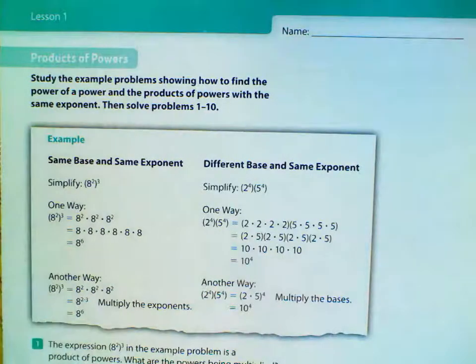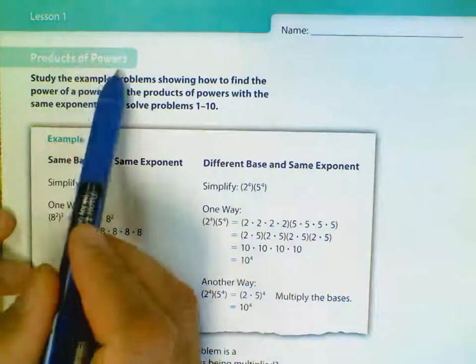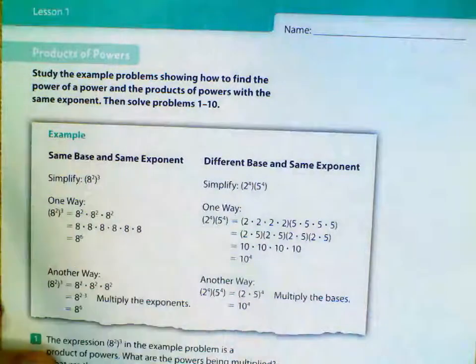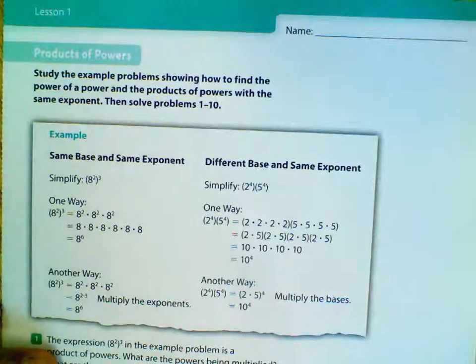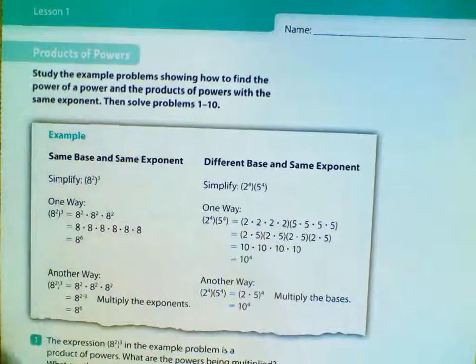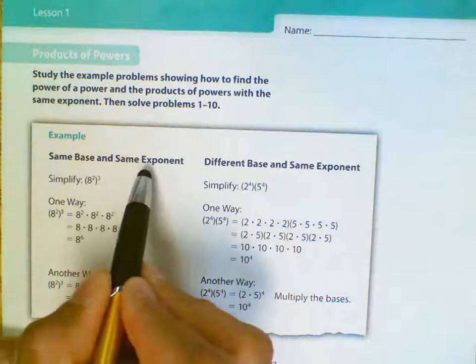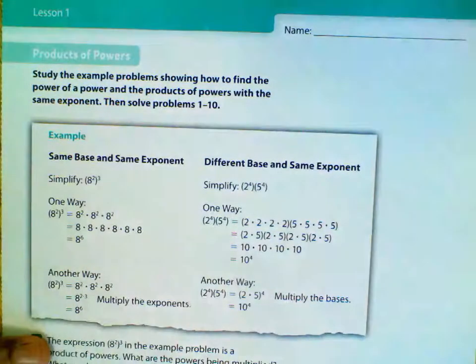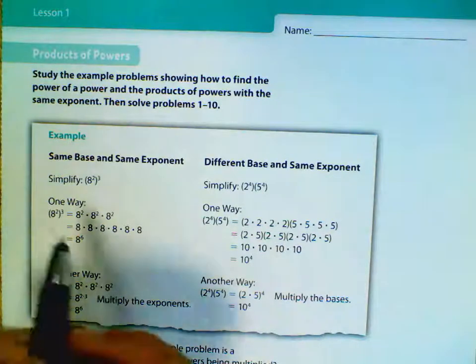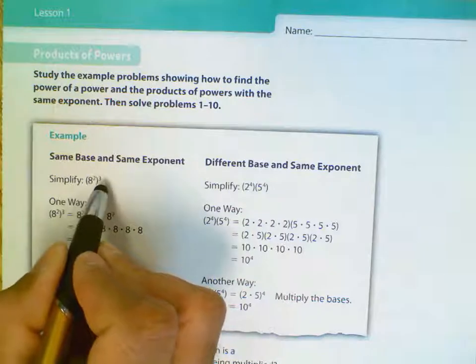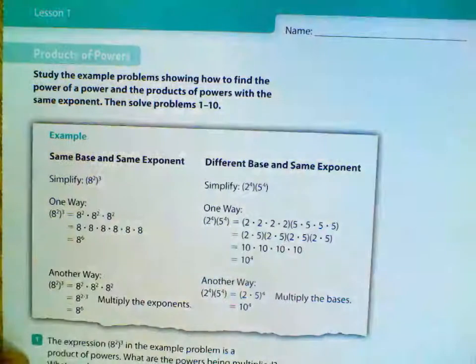The second part of this activity that we have is the product of powers. We are going to see some examples, and then we are going to solve the activity that they are asking us to do. For example, same base and same exponent. So what we have for this example, as we saw in class, we need to simplify 8 to the second power to the third power. So it's what I mentioned in class, the power of a power.